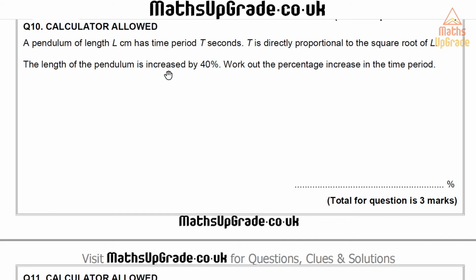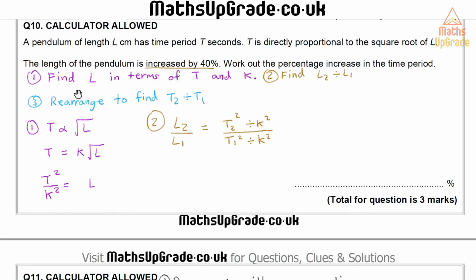First of all, an increase of 40% would mean the length is going to be 140%, which means that the multiplier is 1.4. I'm going to find a formula for the length in terms of T and k. I'm then going to relate the second length with the first length. And then I'm going to rearrange that equation to find the second time period compared to the first time period and write that as a percentage.